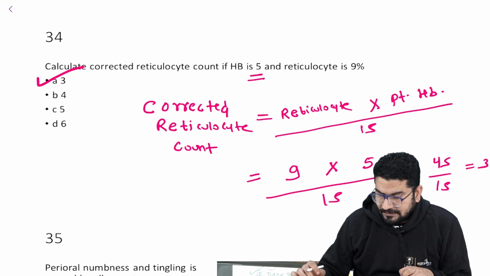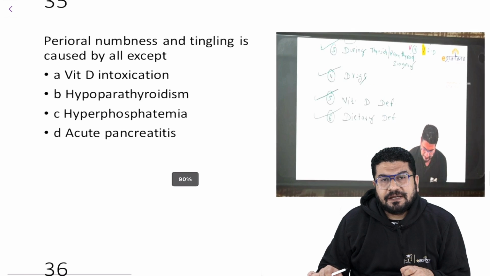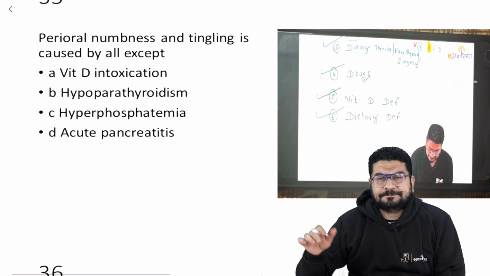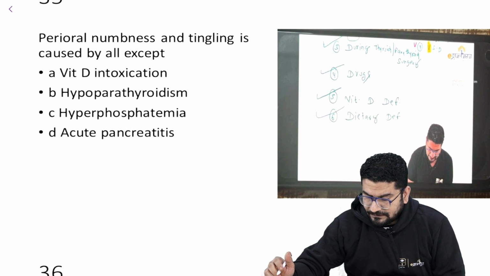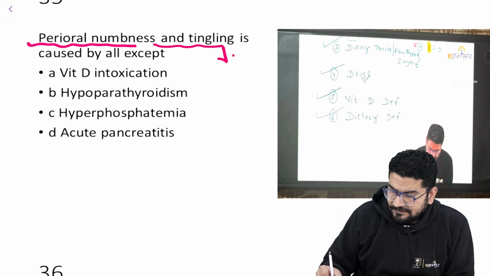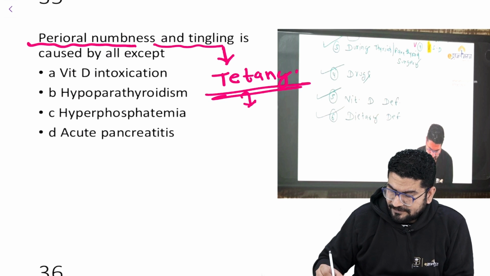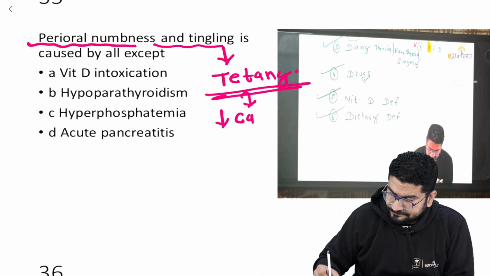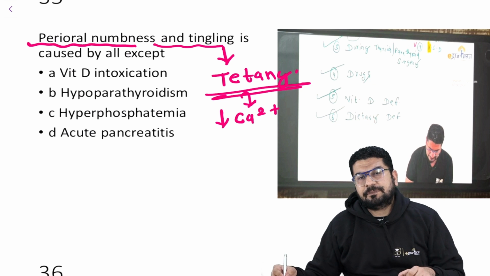Clear? Okay, the next MCQ is about perioral numbness and tingling. Perioral numbness or tingling is a hint they are giving you. Tingling sensation, numbness. This could be a case of tetany, and tetany we can see in a patient of hypocalcemia.